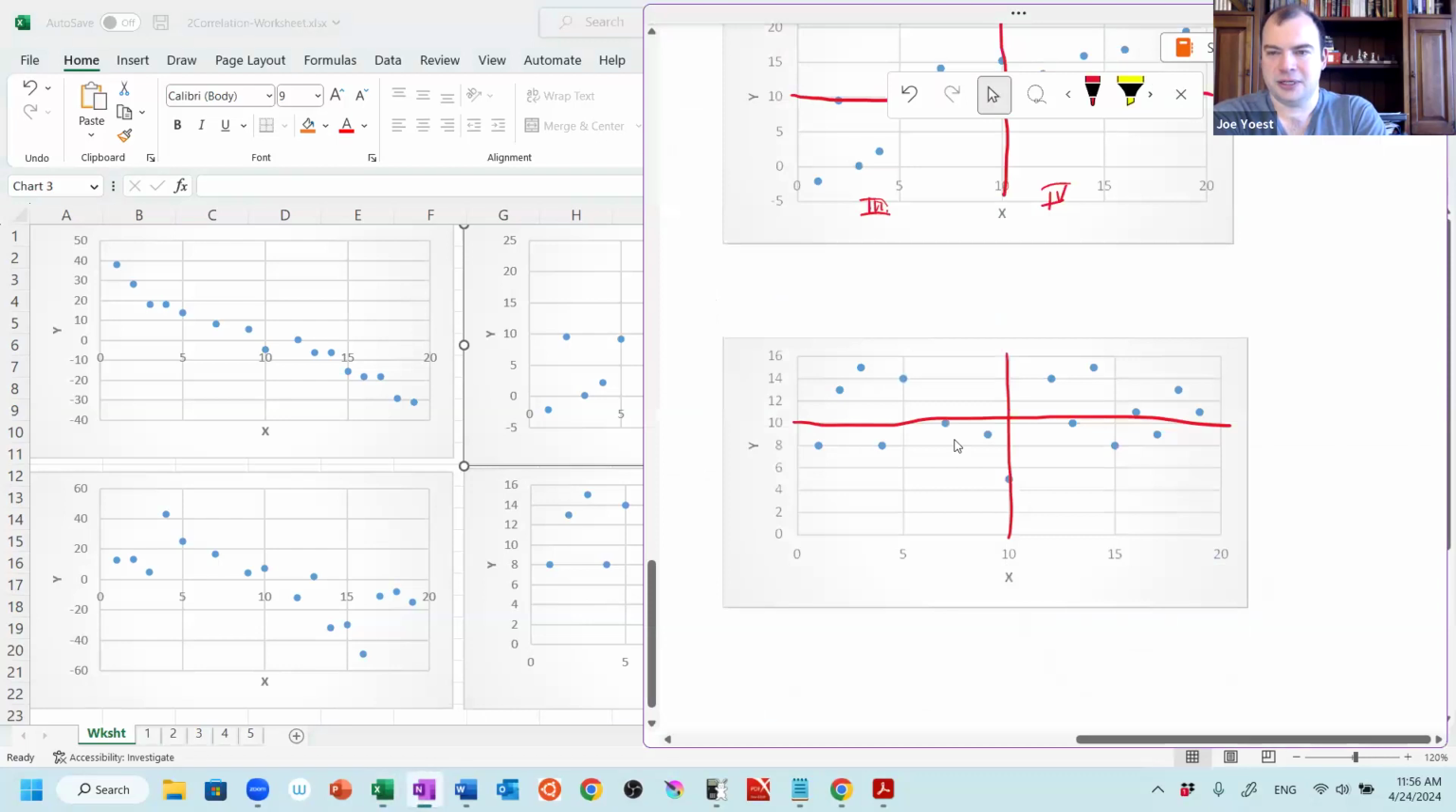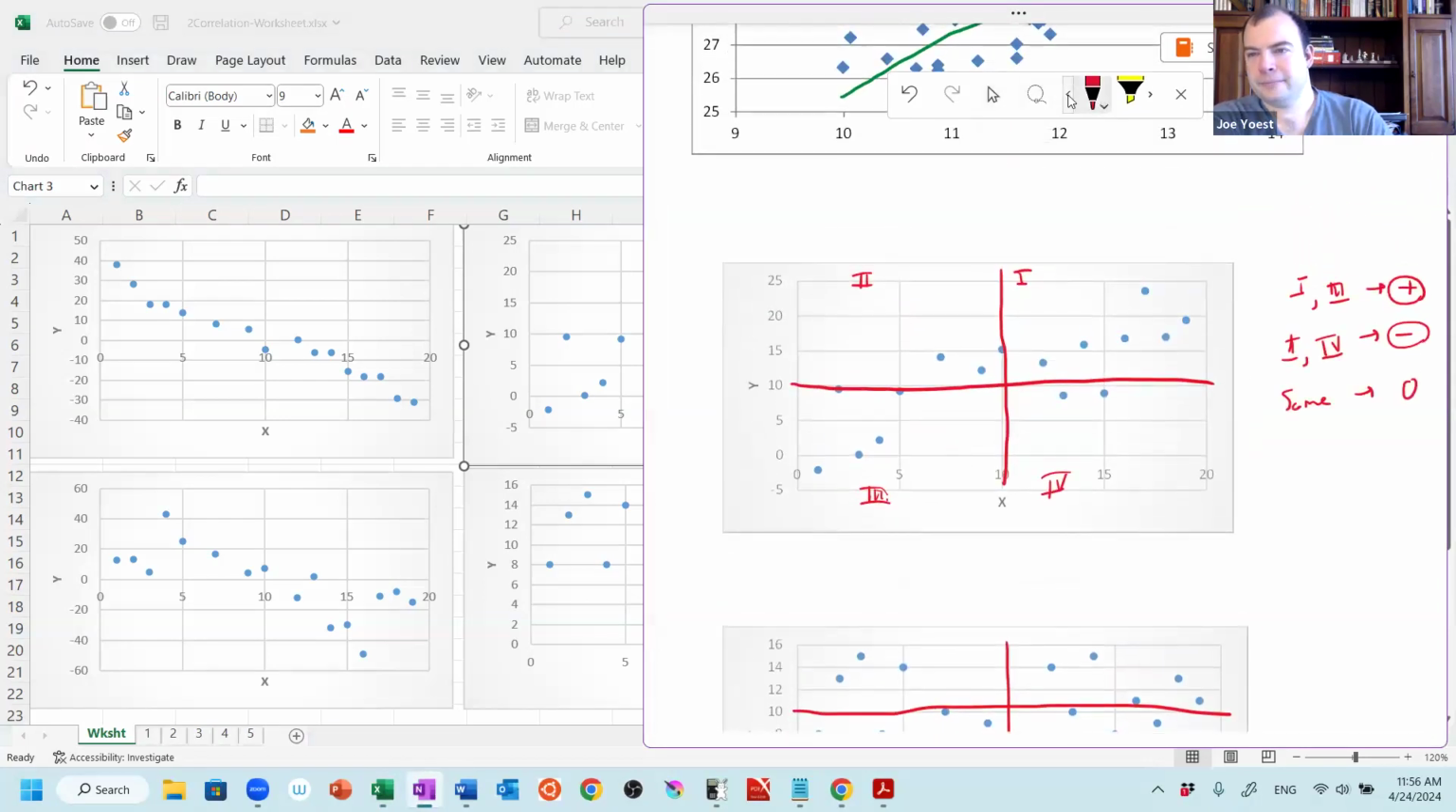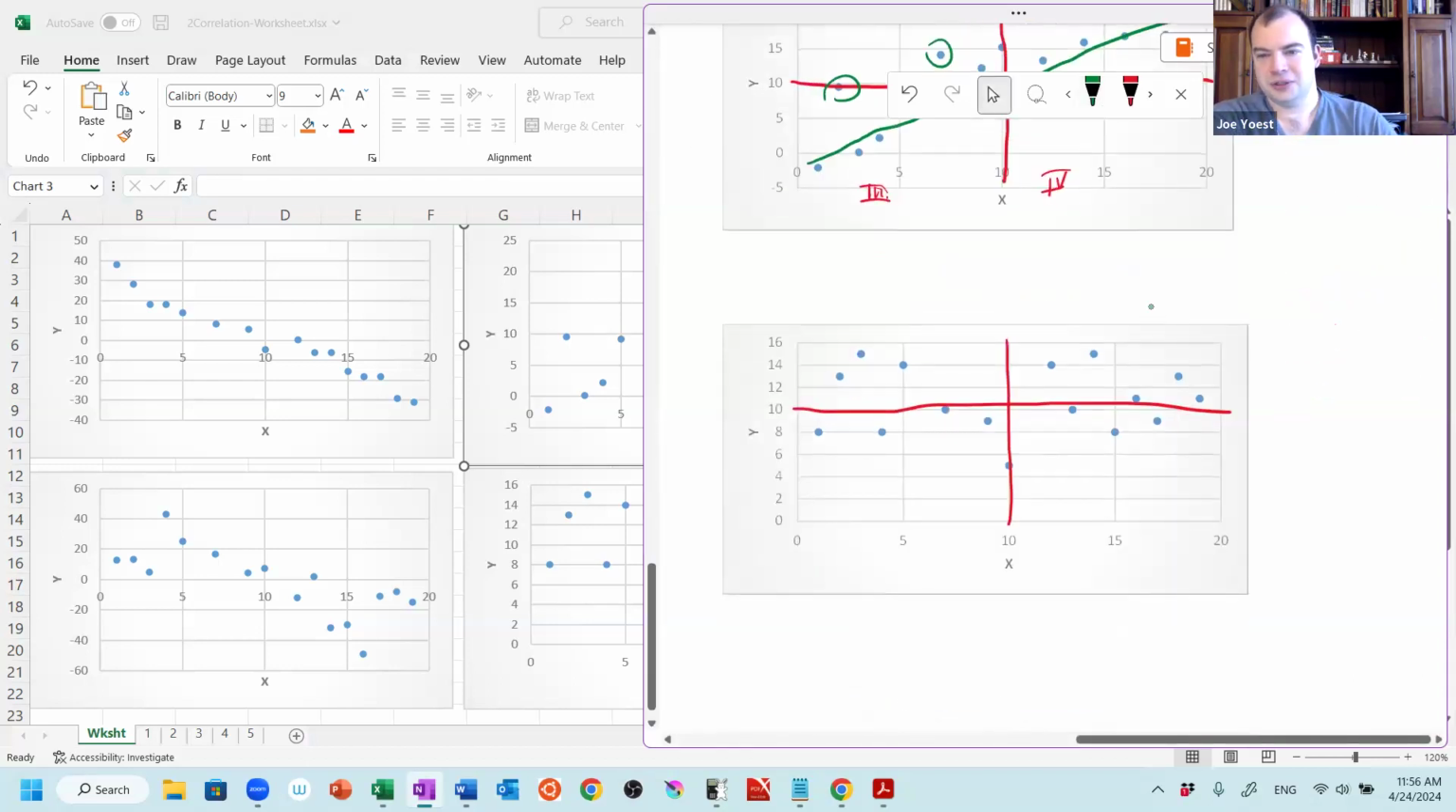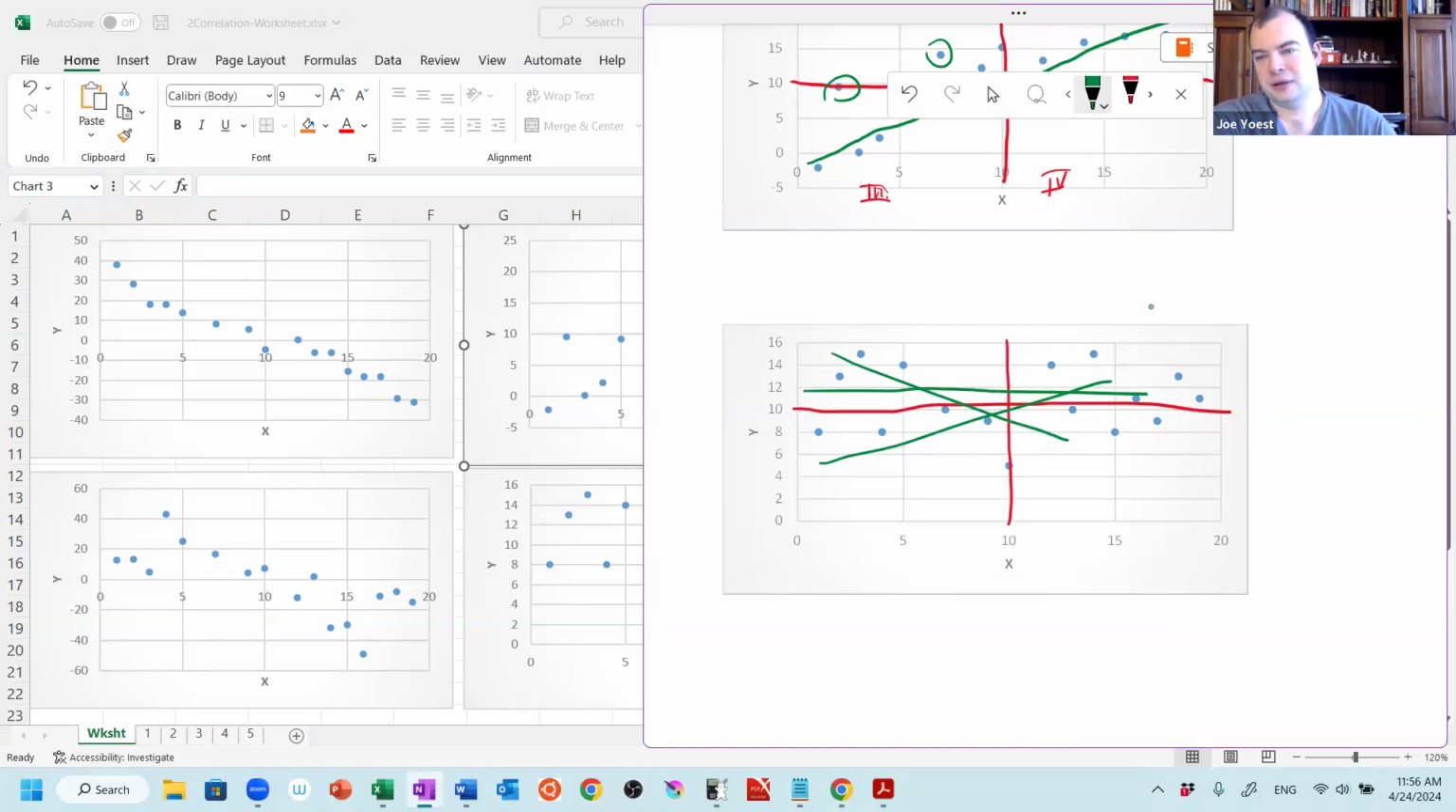But for the top center one, I think a line like this would do a decent enough job. I mean, there's a point here or there that maybe doesn't fit too nicely, but for the most part, I can find a straight line that goes pretty close to most of the data. Not really so for this one, right? Any straight line that I draw is going to be pretty far away from a lot of data points.